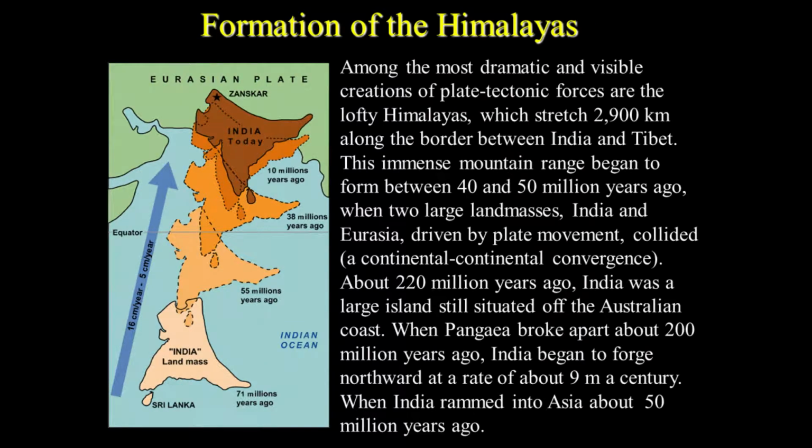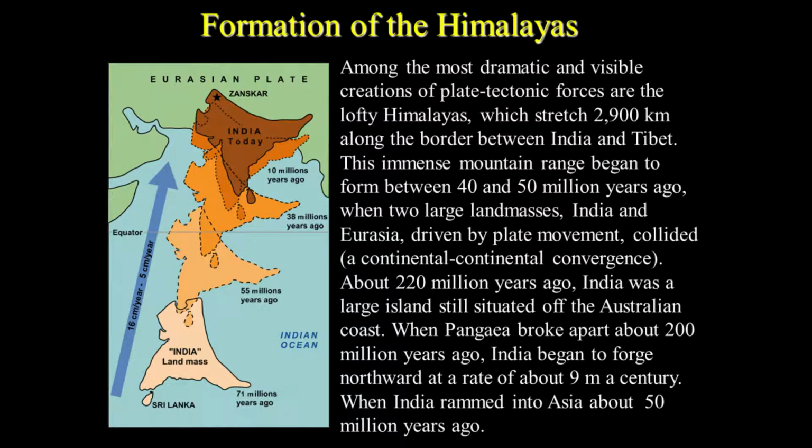Now we will focus on the formation of the Himalayas. You can see in this picture that among the most dramatic and visible creations of plate tectonic forces are the lofty Himalayas, which stretch 2,900 kilometers along the border between India and Tibet. This immense mountain range began to form between 40 and 50 million years ago, when two large land masses, India and Eurasia, driven by plate movement, collided. Again, this is an example of a continental-continental convergence.